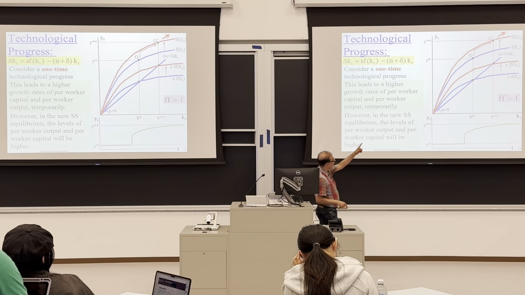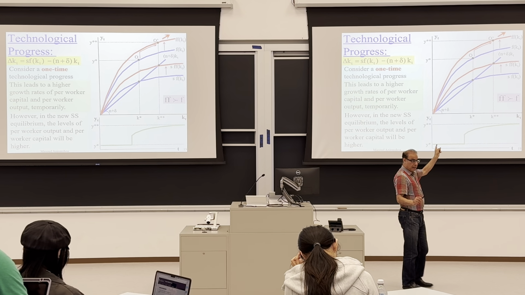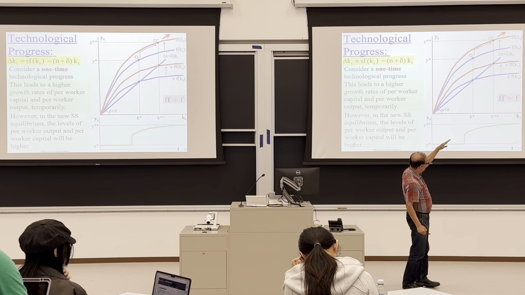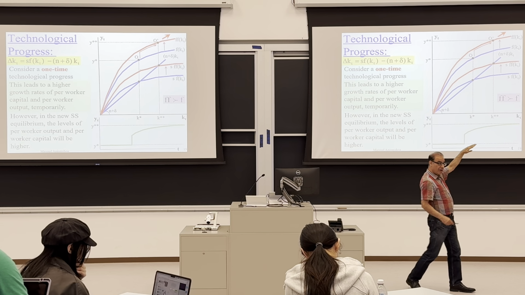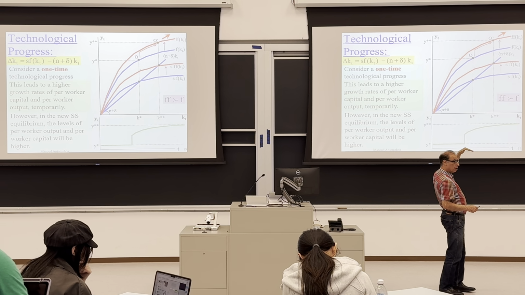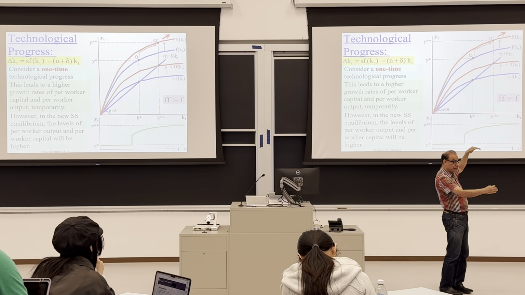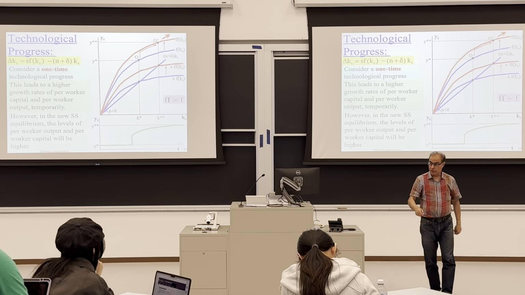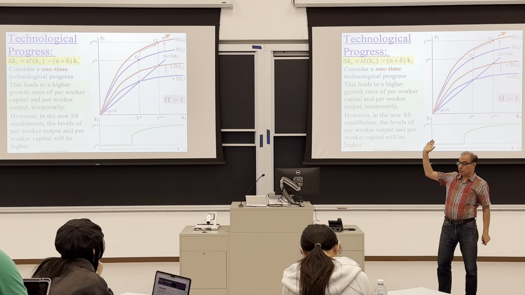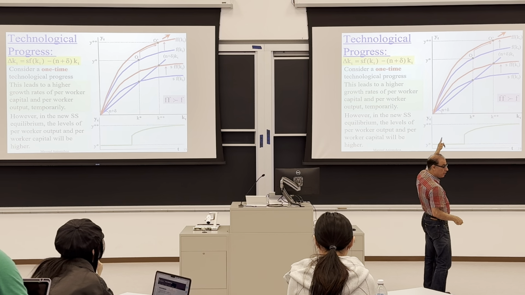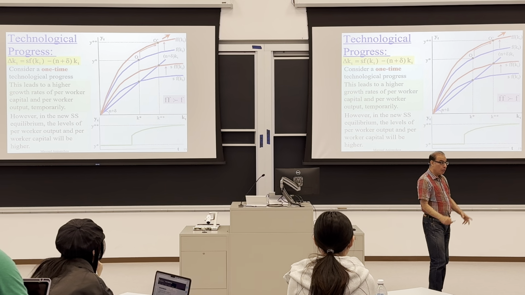See here? He said steady state equilibrium continuously goes towards northeast. Is that right? What does that mean, northeast? It means when technological progress happens, northeast means output is higher, capital is higher. Both of them higher.